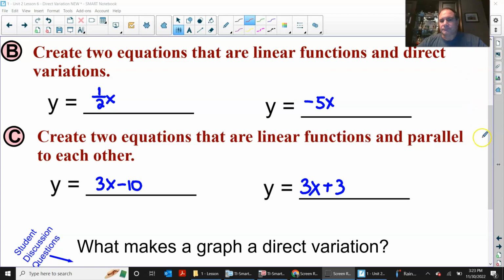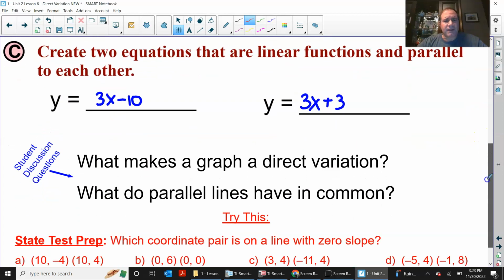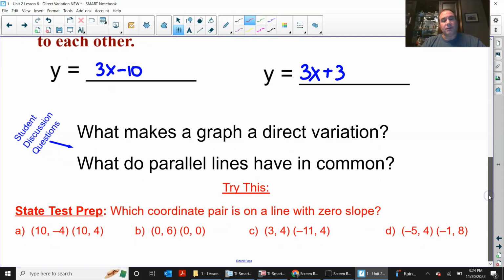All right. What makes a graph a direct variation? What makes a graph a direct variation is when it crosses through 0, 0, when it crosses through the origin. So the line crosses through 0, 0.